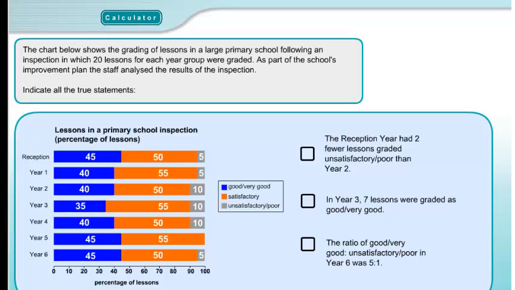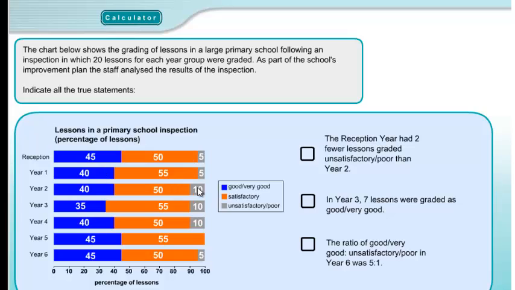Question 16, the final question. Hope you're still awake. What we've got here is a bar chart put on its side, a stacked bar chart, and again, indicate all the true statements. So statement number 1, the reception year had 2 fewer lessons graded unsatisfactory or poor than year 2. What we've been given here is percentages, and we have to read up here to know that it's 20 lessons from each of these groups.